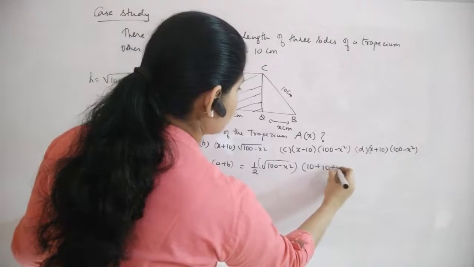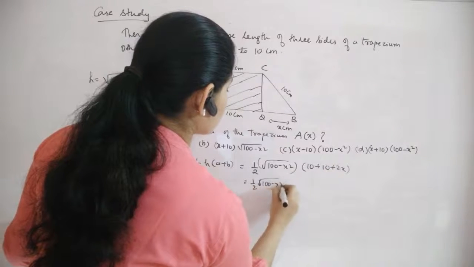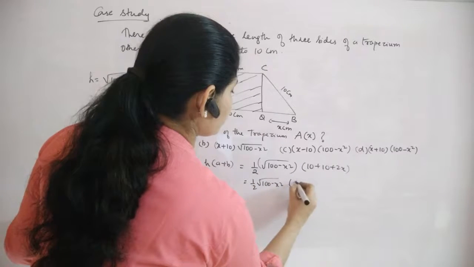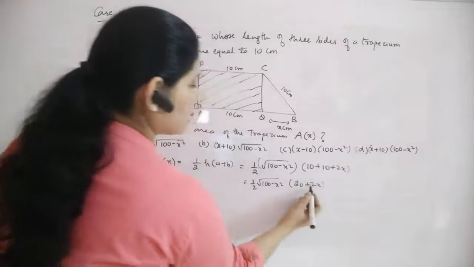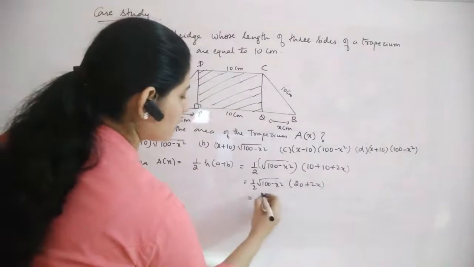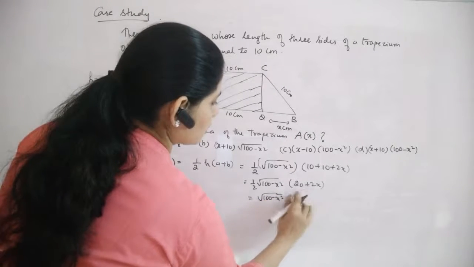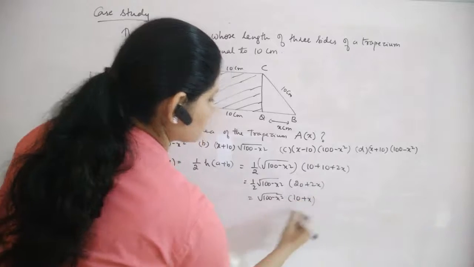10 plus 2x will give you half into root of 100 minus x square into 20 plus 2x. You can take out 2 from this, so the half and the 2 cancel, and you will get root of 100 minus x square into 10 plus x, or x plus 10.